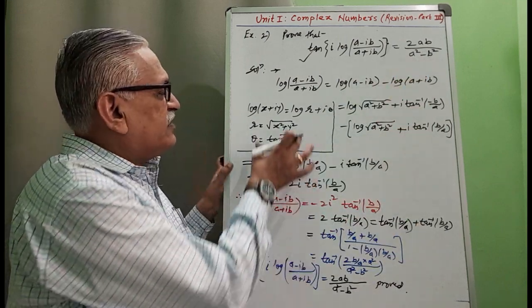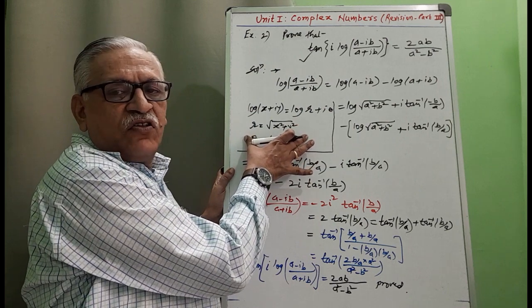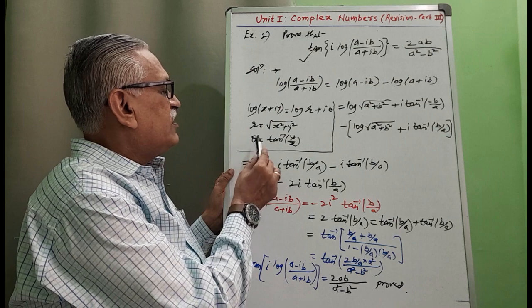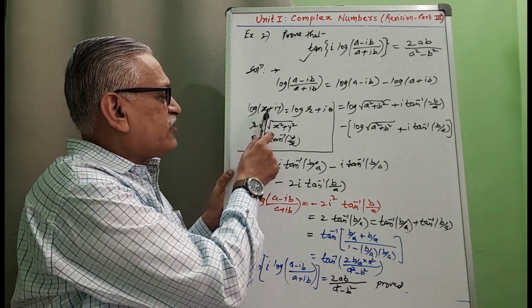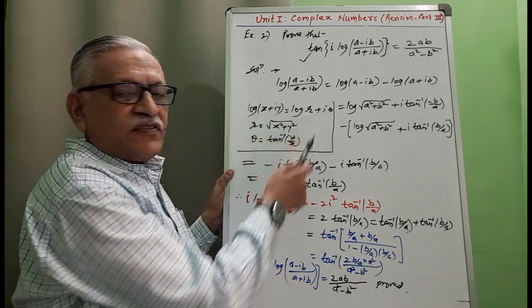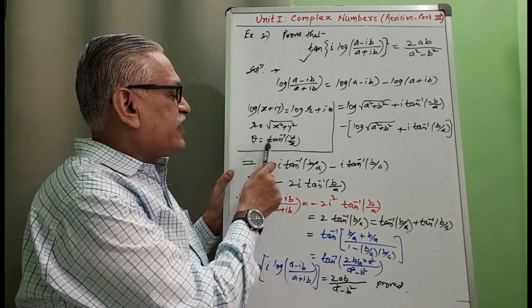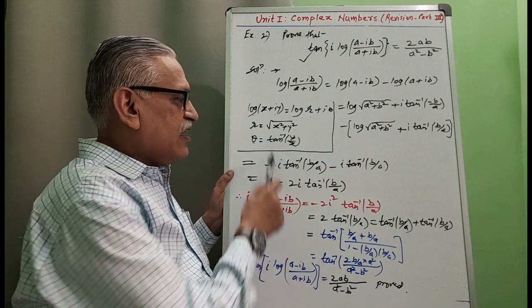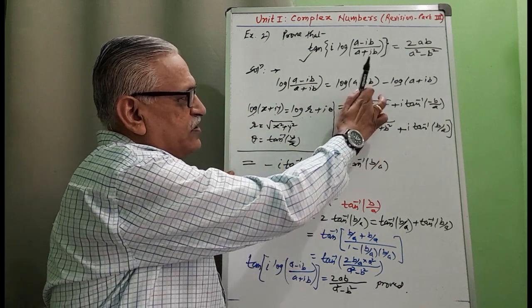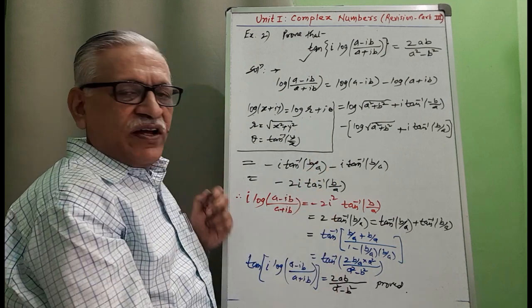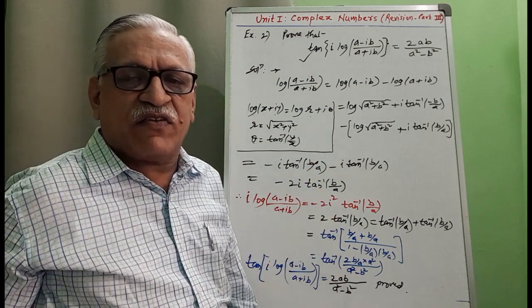The important thing is this definition of log z in principal form. The principal value of log x plus iy is log r plus I theta, where the value of r is the root of x square plus y square and theta is tan inverse of y by x. Applying this, we find the value of log of a minus ib and log of a plus ib, and then simplify to get the required result.